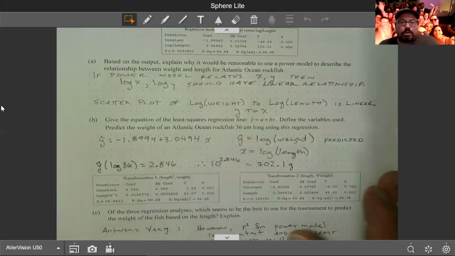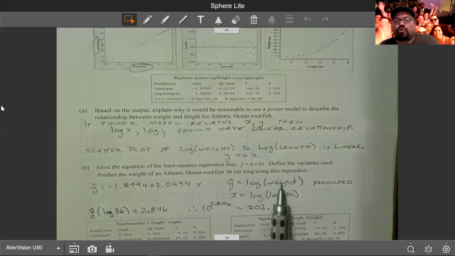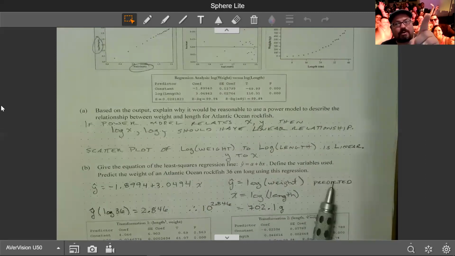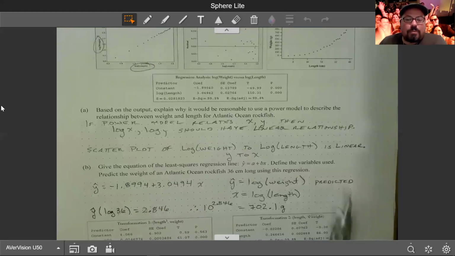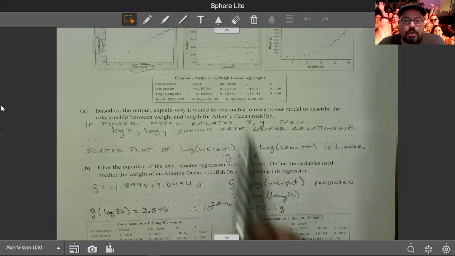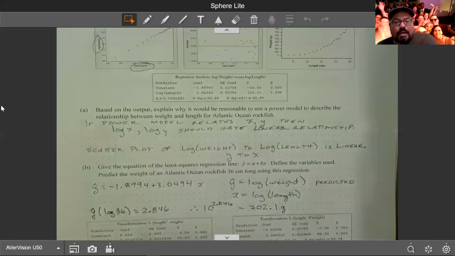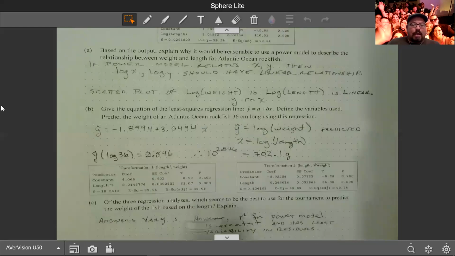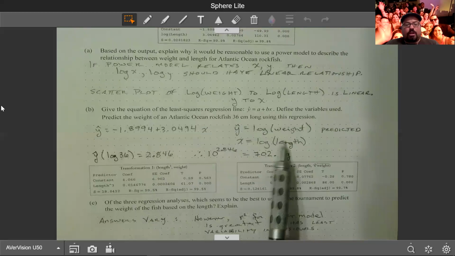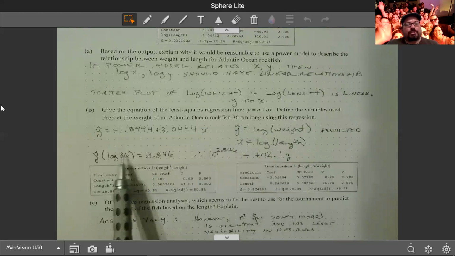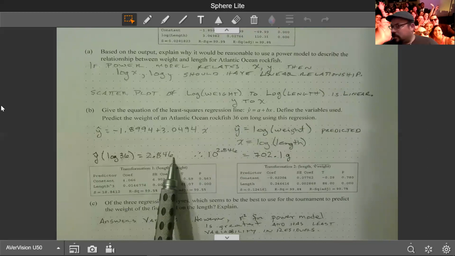Well, what was y hat? It was log weight. Log weight predicted. Don't forget the predicted, all right? Looking at you, don't forget the predicted. Okay, and then what about x? Well, x is log length. So there it is, log length, right? I want to then estimate that. So for y hat, I'll put in my input. What is that input? Log of the length. So my input, log of 36. And that's going to be 2.846 if I put that into my calculator.